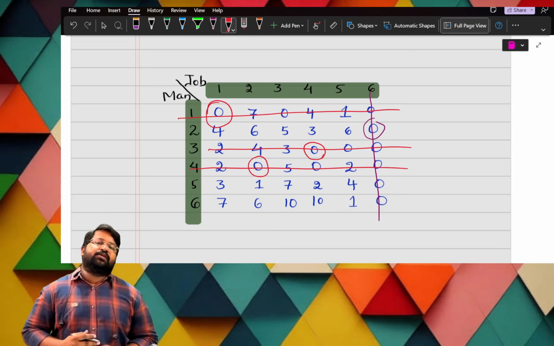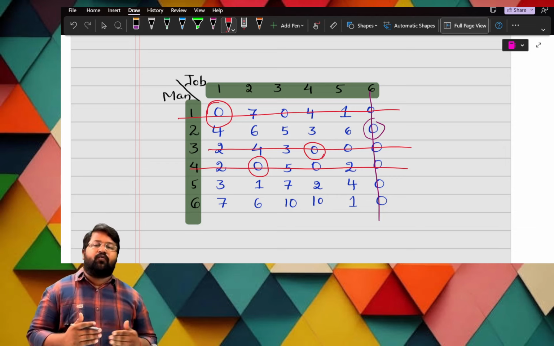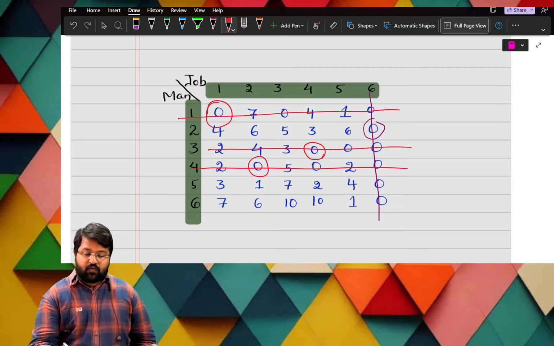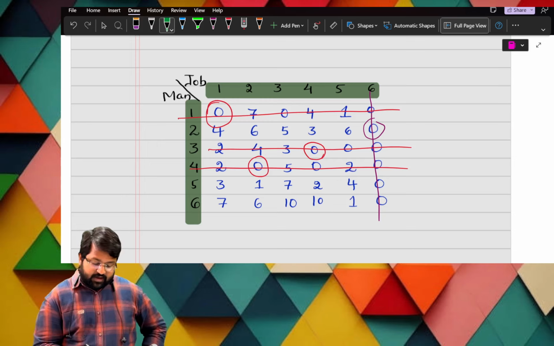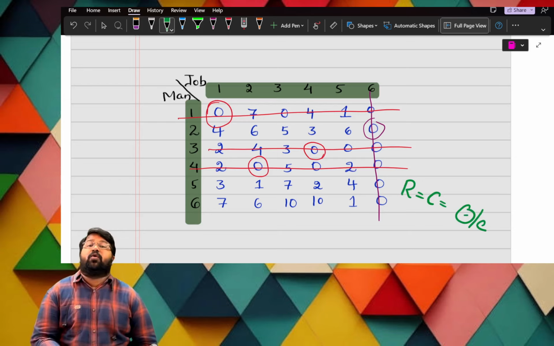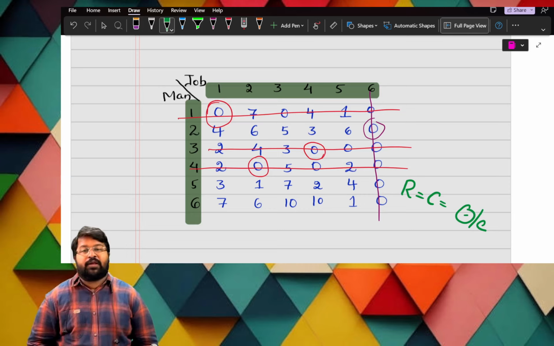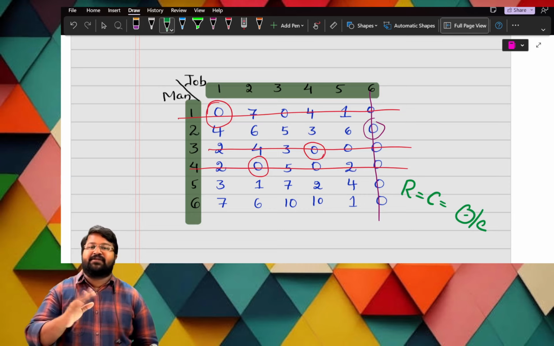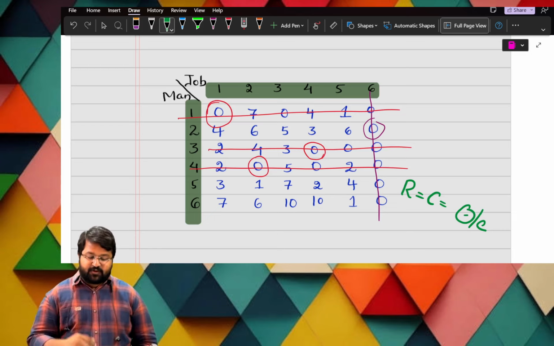So now, have we reached a solution or not? We have to check one more thing: whether the number of rows is equal to the number of columns is equal to the number of circles. The circles here are not actually circles; you take it as an assumption of circles.